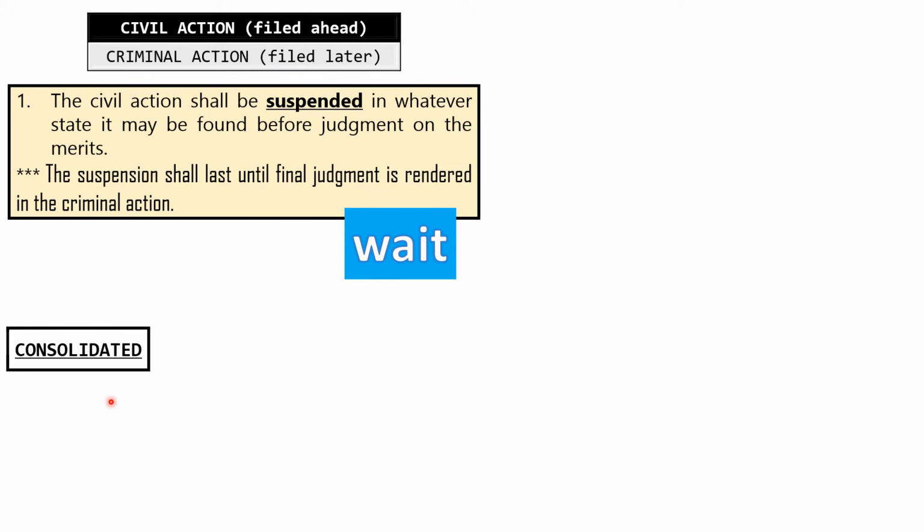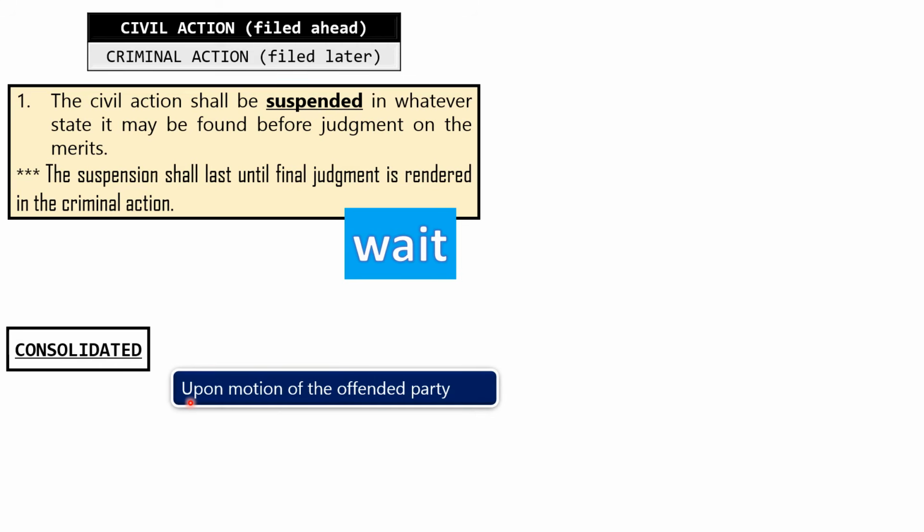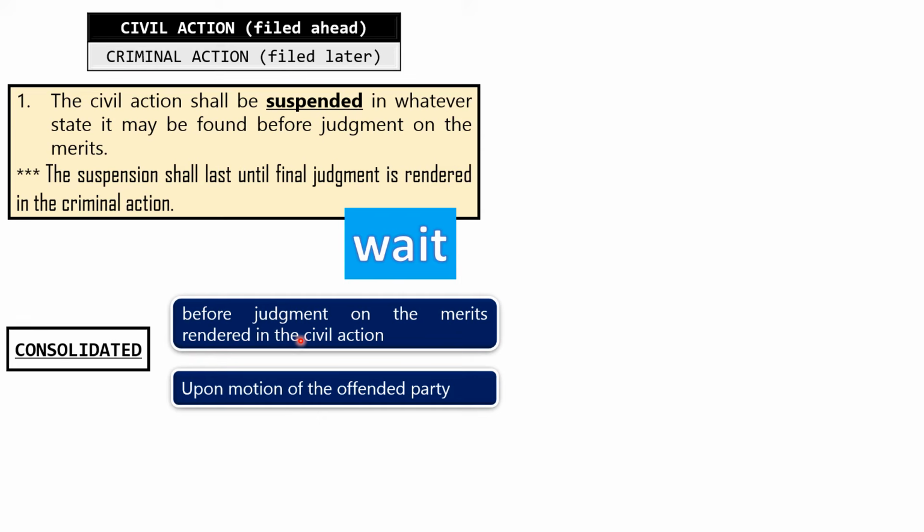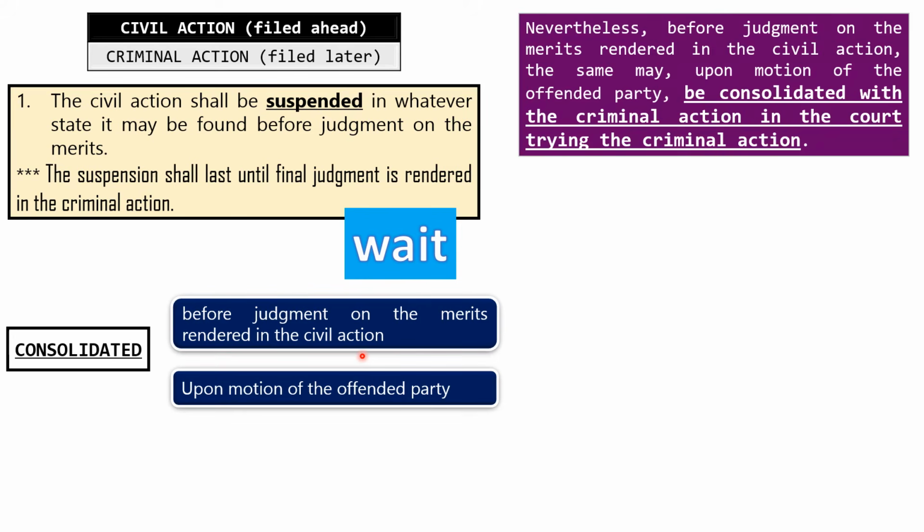What is the requirement for the consolidation? Number one, there must be a motion filed by the offended party. But you have to make sure that the consolidation will happen before the judgment is rendered on the merits in the civil action. And where are you going to file your consolidation according to your Rule 111, Section 2? You have to file this in the court trying the criminal action. So consolidation is allowed with the criminal action in the court trying the criminal action.